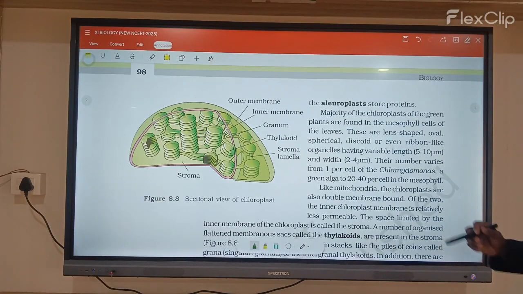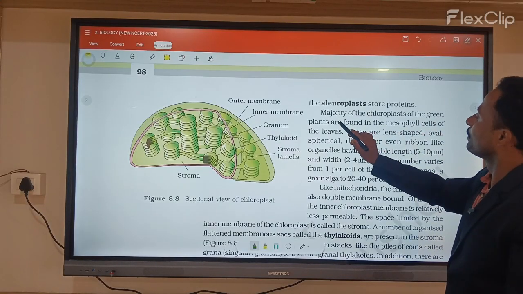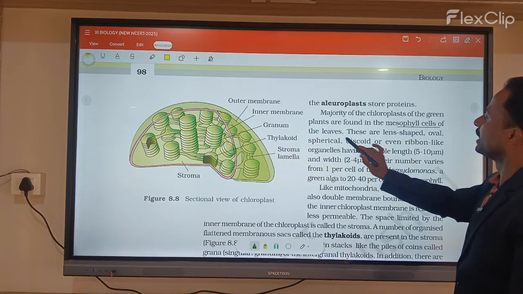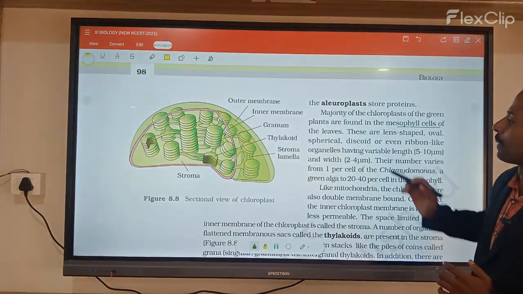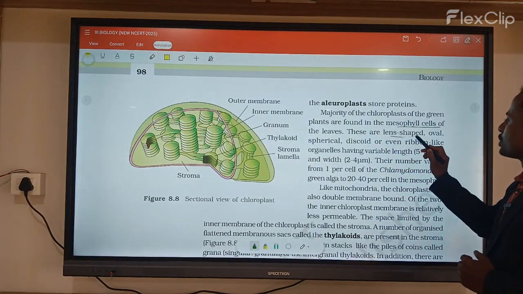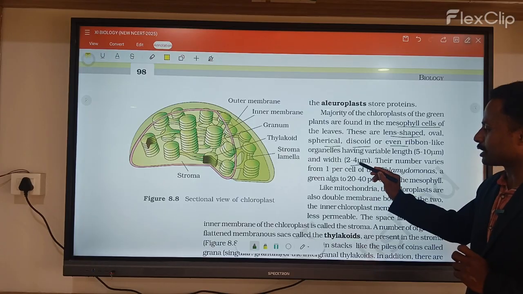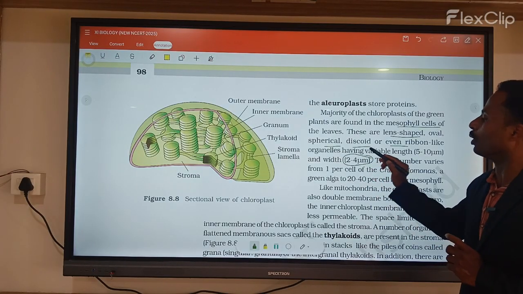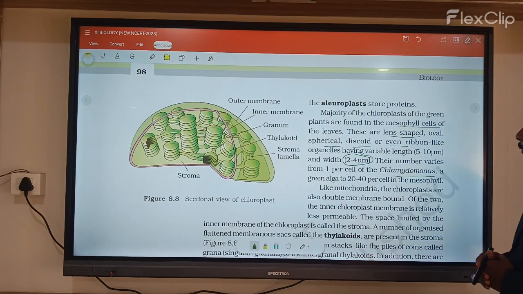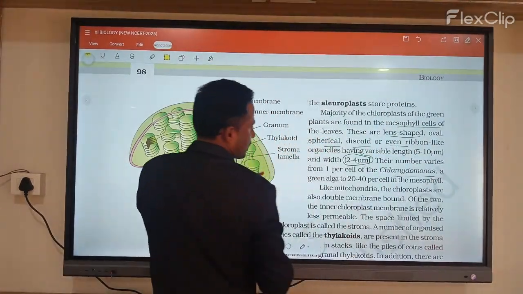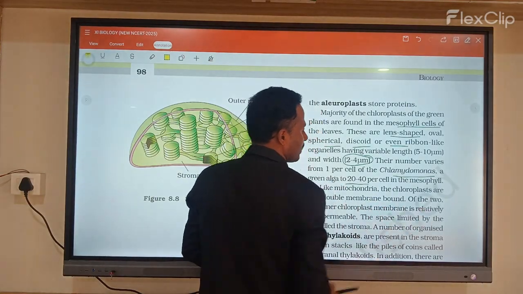Now here is a diagram of one chloroplast. The majority of the chloroplasts of green plants are found in the mesophyll cells of the leaves. So if we take one particular leaf, it contains mesophyll cells, and in the mesophyll cell the chloroplast is present. They are lens shaped, oval, spherical, discoidal or even ribbon like, with a width of around 2 to 4 micrometers. This is very important. The number varies, for example one per cell in Chlamydomonas, where each cell has only one chloroplast. In green algae, the chloroplast occupies 20 to 40% of the cell.